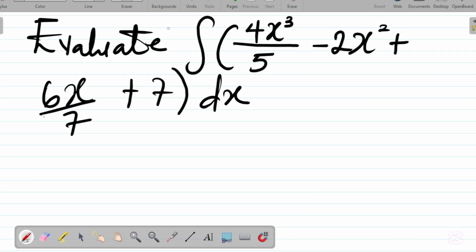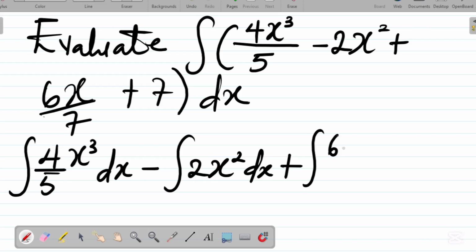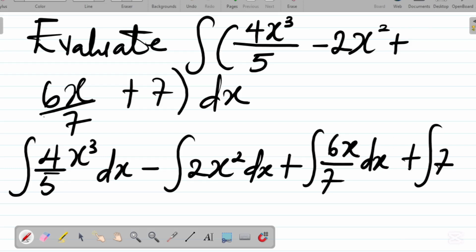Our first task is to attach integration sign to each of the terms. So we have here 4 all over 5 x raised to 3 dx minus 2x squared dx plus 6x all over 7 dx, and then plus 7 dx.